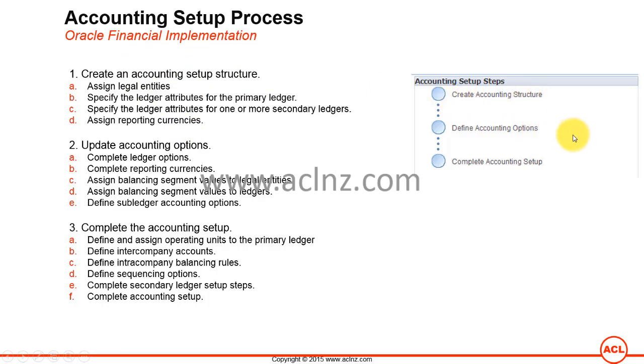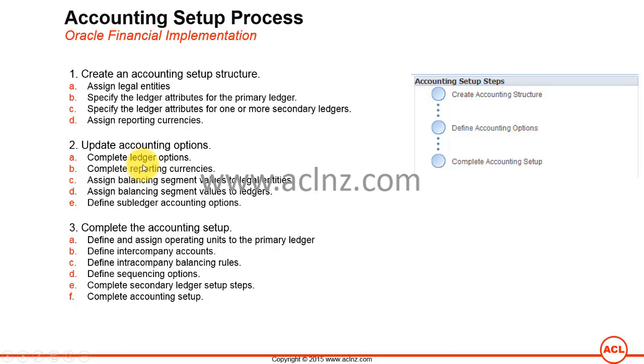The second step is a bit more detailed, which is in relation to updating the accounting options. So once you have created the ledger, then you can go inside that ledger and update the accounting options related to that ledger, which is where this first step comes into the picture. Then the next step is you complete the reporting currencies options, assuming that you've got a reporting currencies ledger set up. Then you assign the balancing segment values to legal entities.